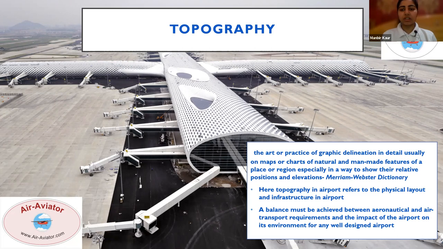So topography in an airport refers to the physical layout as well as the infrastructure in the airport. There must be a balance to be achieved between the aeronautical as well as the air transport requirements and the impact of the airport on its environment for any well-designed airport. Nowadays, you have become familiar with the type of infrastructure being built for new airports. That is really catchy, attractive. So this is why the topography, the layout of an airport, is really necessary.